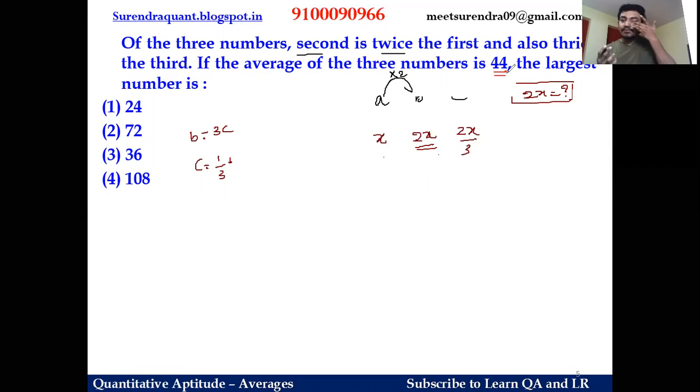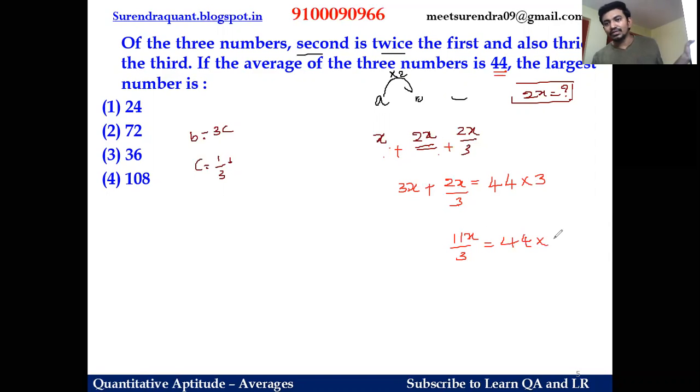Average times number of terms. Average is 44, number of terms is 3, so it is 44 into 3. And this is the sum of the terms, meaning the sum of these three terms. So x plus 2x is 3x, 3x plus 2x by 3, right? If you take LCM, 3 into 3, 9x plus 2x, 11x by 3 equal to 44 into 3.